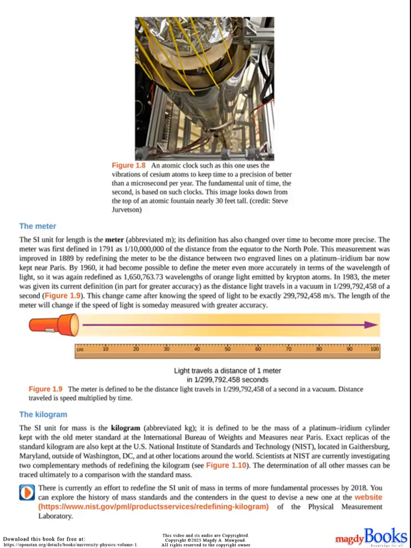C. The kilogram. The SI unit for mass is the kilogram, abbreviated kg. It is defined to be the mass of a platinum iridium cylinder kept with the old meter standard at the International Bureau of Weights and Measures near Paris. Exact replicas of the standard kilogram are also kept at the U.S. National Institute of Standards and Technology, NIST, located in Gaithersburg, Maryland, outside of Washington, D.C., and at other locations around the world.